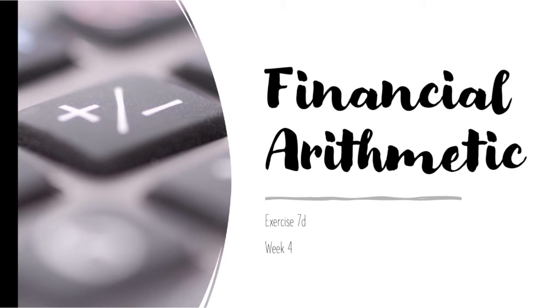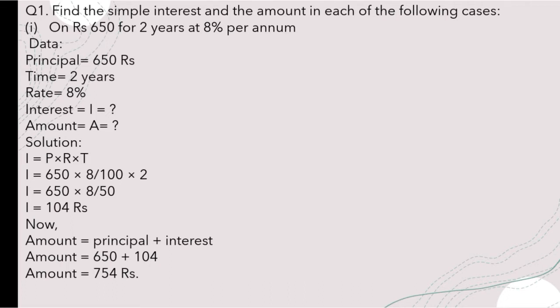Now here comes the exercise. Question number 1 is find the simple interest and the amount in each of the following cases. Part 1 is on rupees 650 for 2 years at 8% per annum. Principal here is 650, time given is 2 years and rate of interest is 8% per annum. Per annum means per year. We have to find the simple interest and then the amount.